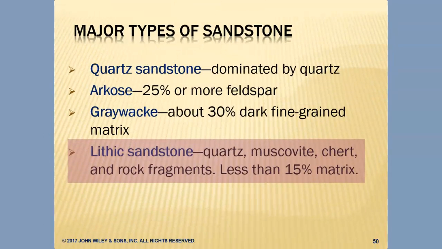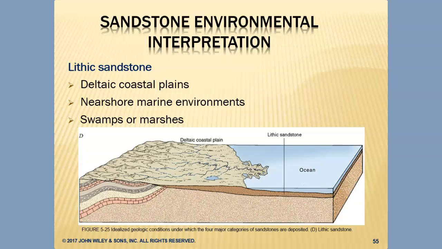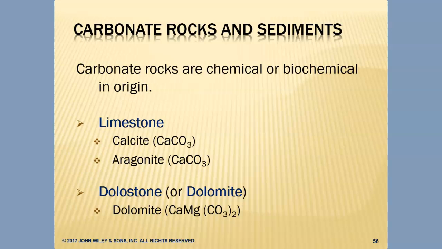Lithic sandstone is composed of quartz, muscovite, chert, and other rock fragments. Less than 15% of it is matrix. The environmental interpretation of the lithic sandstone is that it was deposited in deltaic areas, nearshore marine environments, or swamps and marshes. Now that we've taken a good hard look at sandstones, let's jump into carbonate rocks.